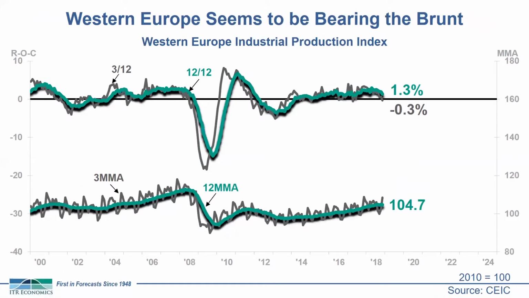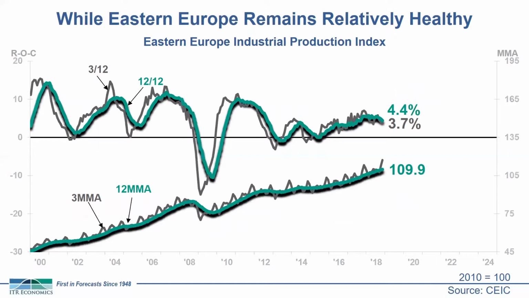If we look at the difference between the two major regions within Europe, it's clear to me that the Western European region seems to be bearing the brunt of the negativity. Although it is up 1.3% right now, the 3/12 is already negative at minus 0.3%. And so that shows that there's more propensity for this to continue to decline in the near term, and certainly the potential that it will go into negative territory as we go into the latter part of this year and into early 2020.